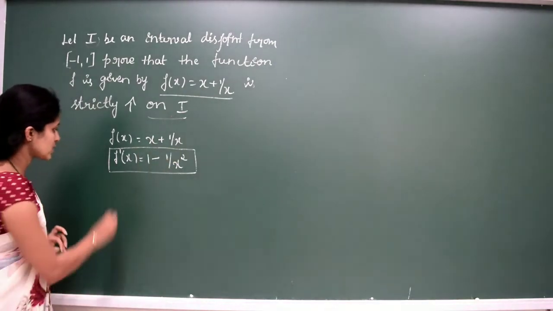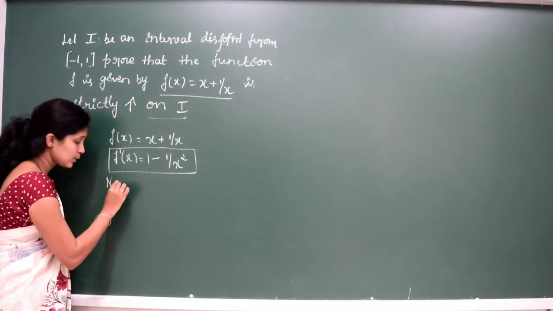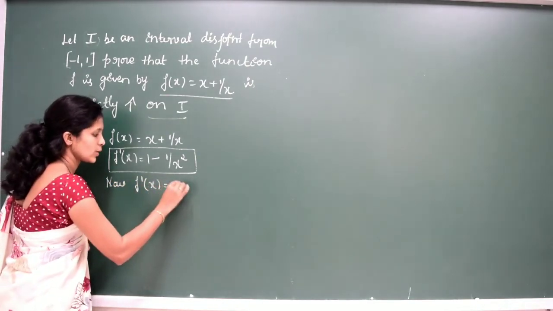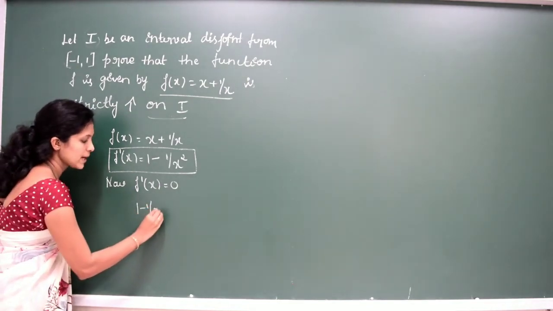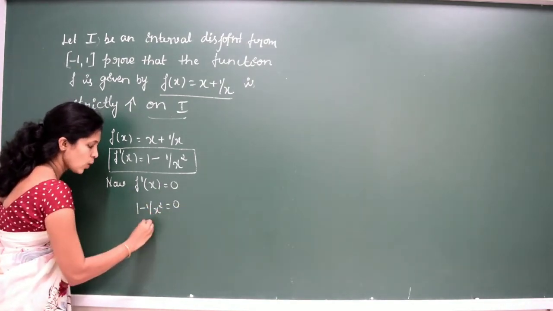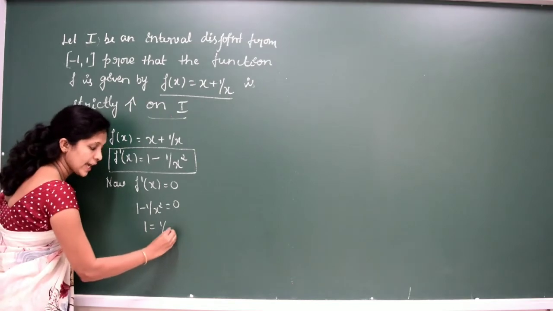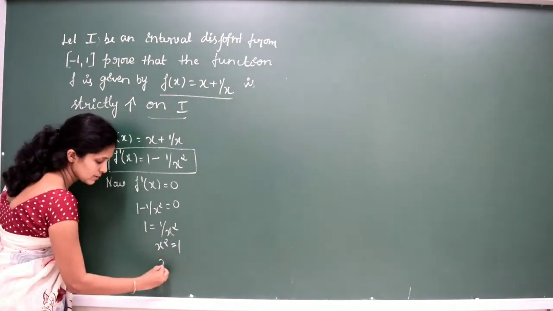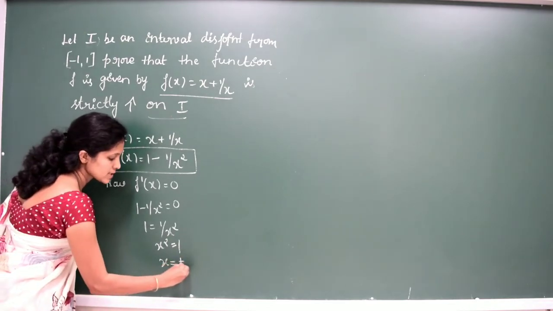Now we will equate this one equal to 0 to find the value of x. So now f dash of x is equal to 0. That is 1 minus 1 by x square is equal to 0. 1 is equal to 1 by x square. So the value of x square is equal to 1. So the possible values are x is equal to plus or minus 1.